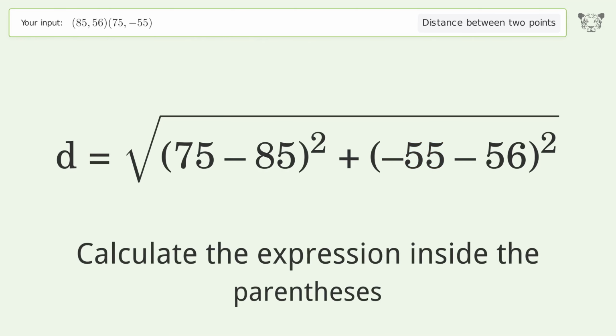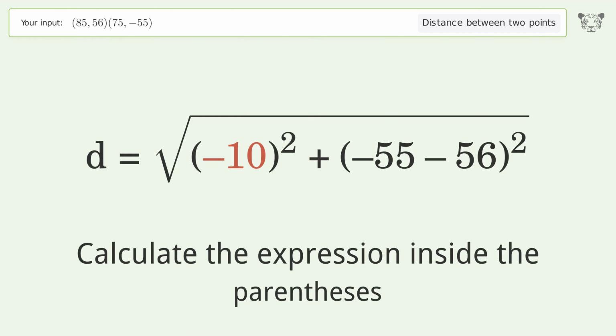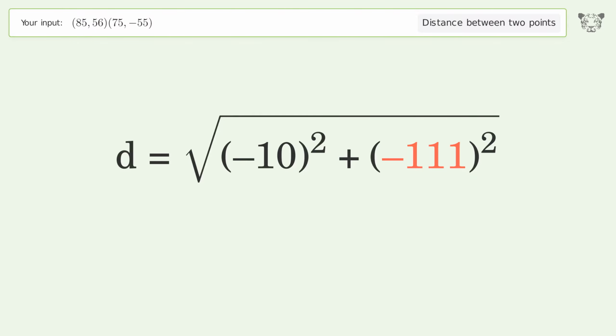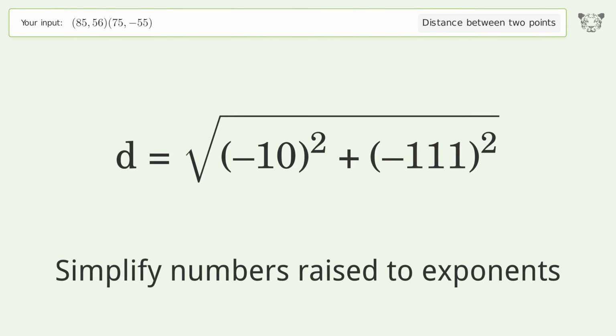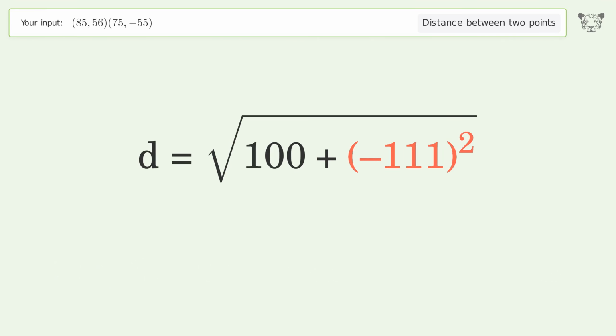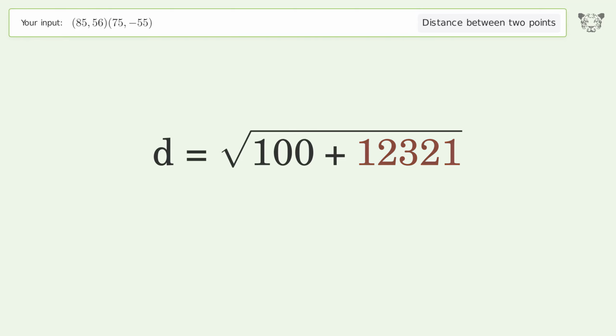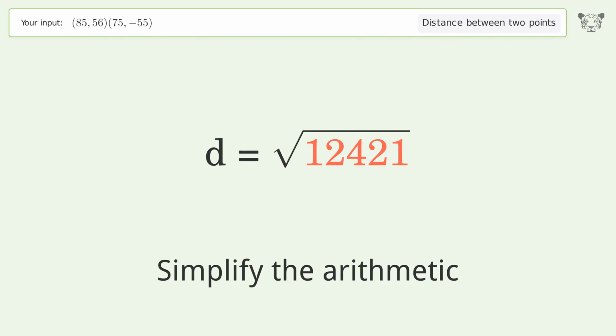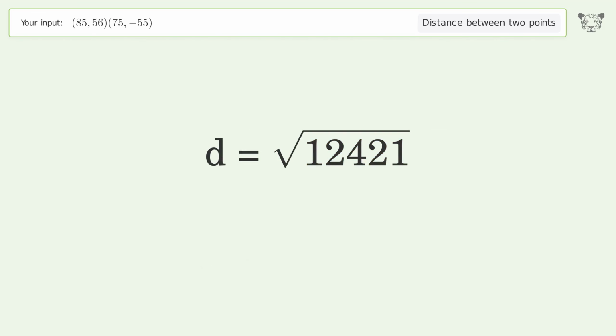Calculate the expression inside the parentheses. Simplify numbers raised to exponents. Simplify the arithmetic. And so the distance between the 2 points is the square root of 12,421, or 111.45.